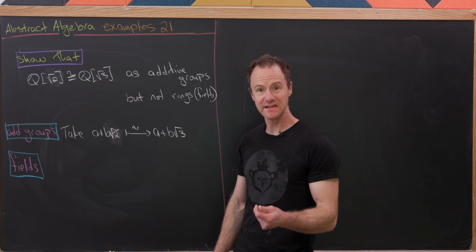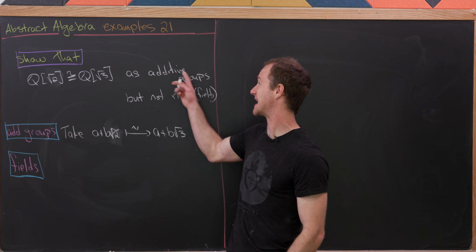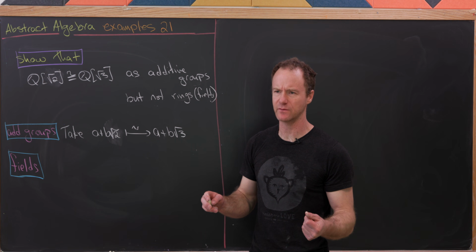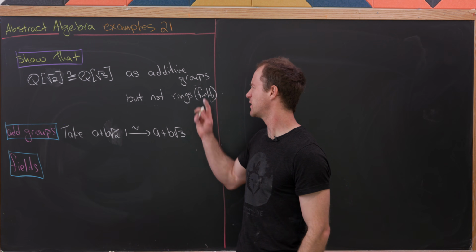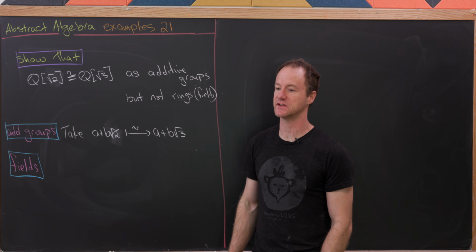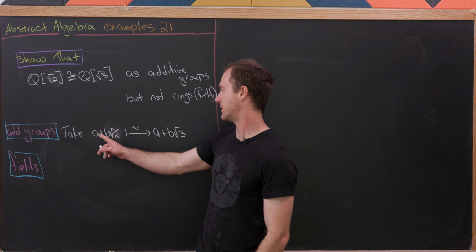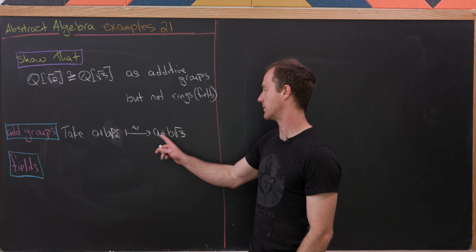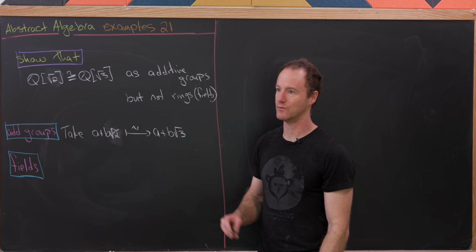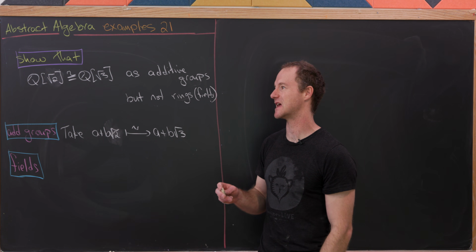Okay, let's move on. Next up, we'll show that Q adjoin root 2 and Q adjoin root 3 are isomorphic as additive groups, but not as rings. And I'd like to point out that previously we proved that these were in fact fields, so we could also say they're not isomorphic as fields. Now, I'm not going to go through all of the details of the additive group isomorphism. I think this is pretty clear. You would take the element a plus b root 2 and send it to the element a plus b root 3. And since all you're doing is addition here, there's not really much to it. This is in fact just like a linear transformation, looking at these as vector spaces.